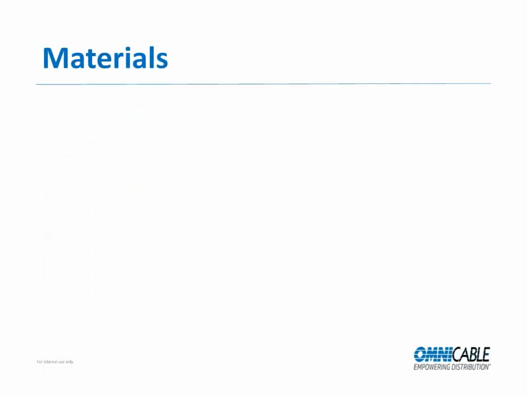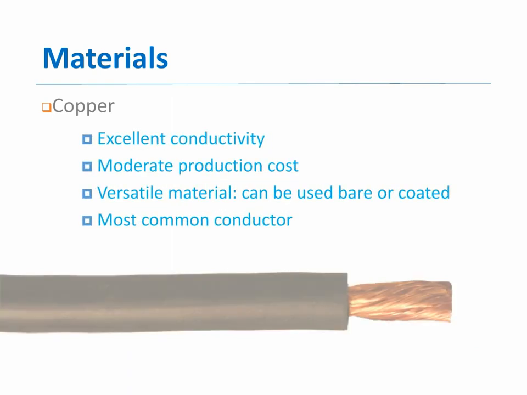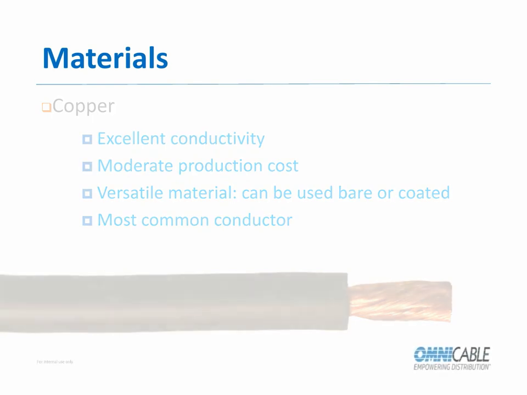What are the materials used to construct conductors? Copper is the most commonly used conductor material in electric wires and cables. This is due to its conductivity and weight in relation to its production cost. It can be used bare with no other metals or dipped and combined with other metals.